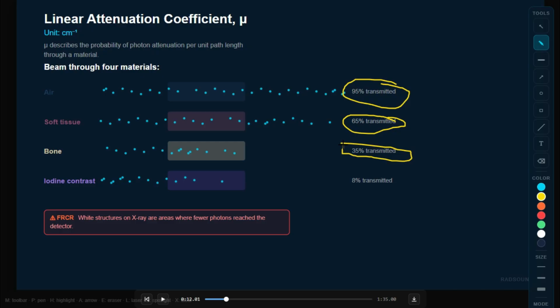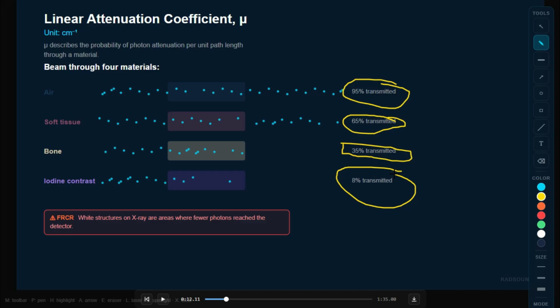Iodine is a bit higher because it has a high atomic number of 53, and the K-edge of iodine is approximately 33 keV. So only about 8% will get transmitted. Most of it will be absorbed.